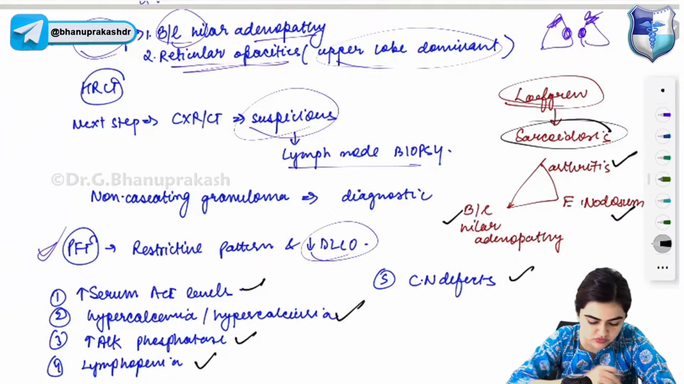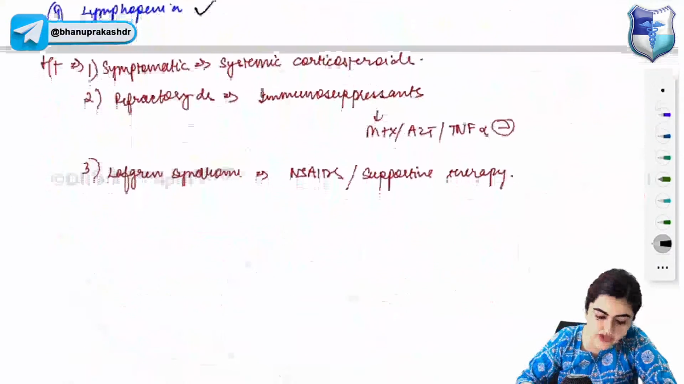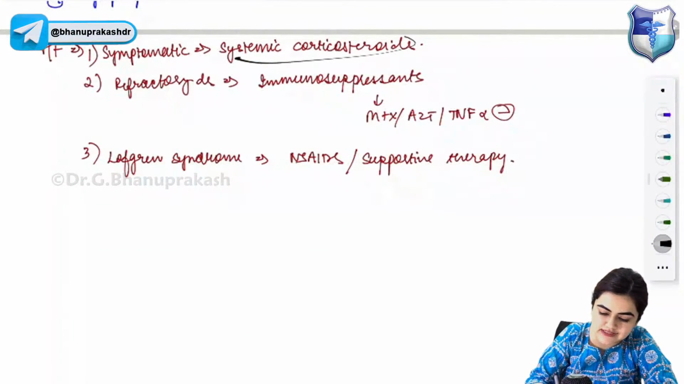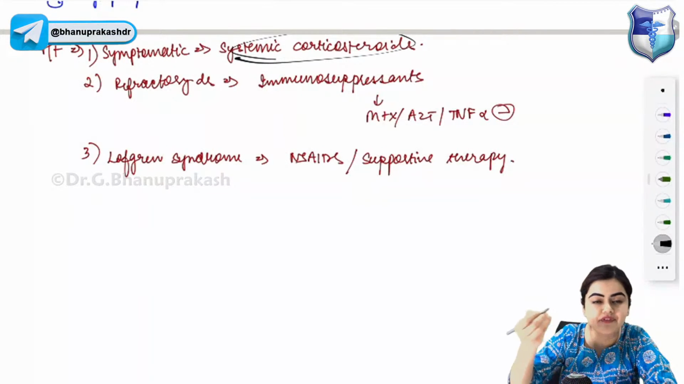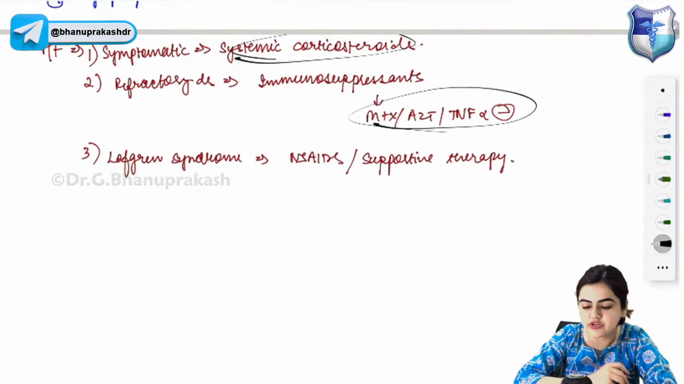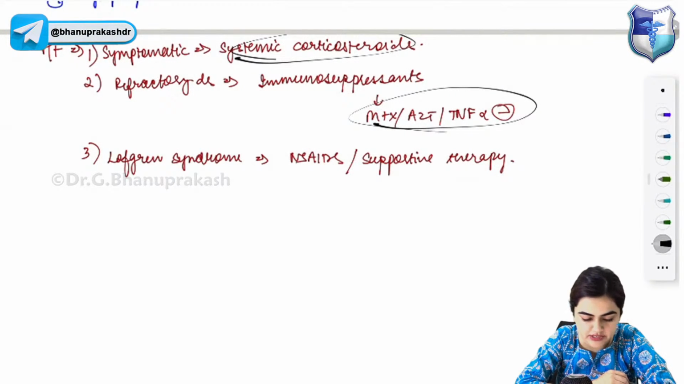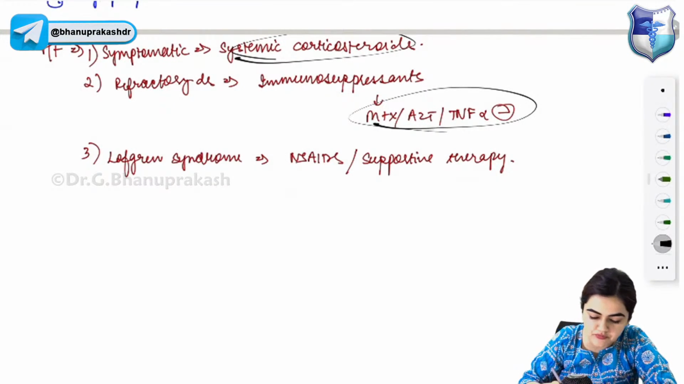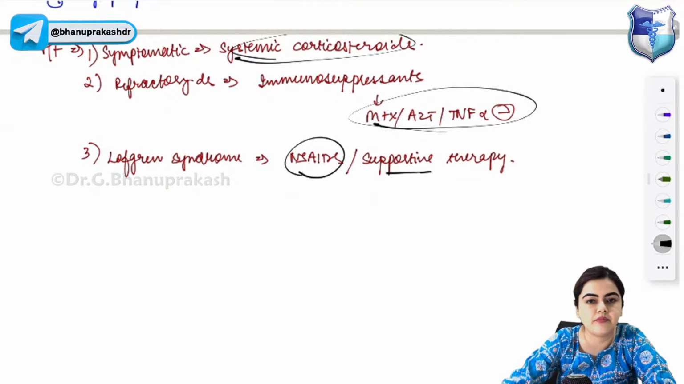Okay. So coming to the treatment part of sarcoidosis, if the patient is symptomatic, give systemic corticosteroids. If the patient is refractory to systemic corticosteroids, go for immunosuppressants like methotrexate, azathioprine, and TNF alpha inhibitor. And in Lofgren syndrome, we have to give NSAIDs and supportive therapy in order to ease the joint pain.